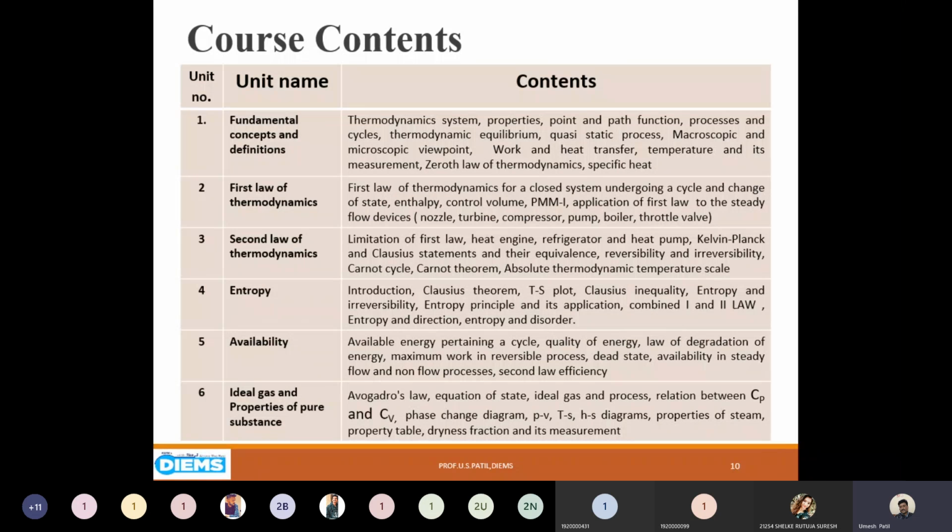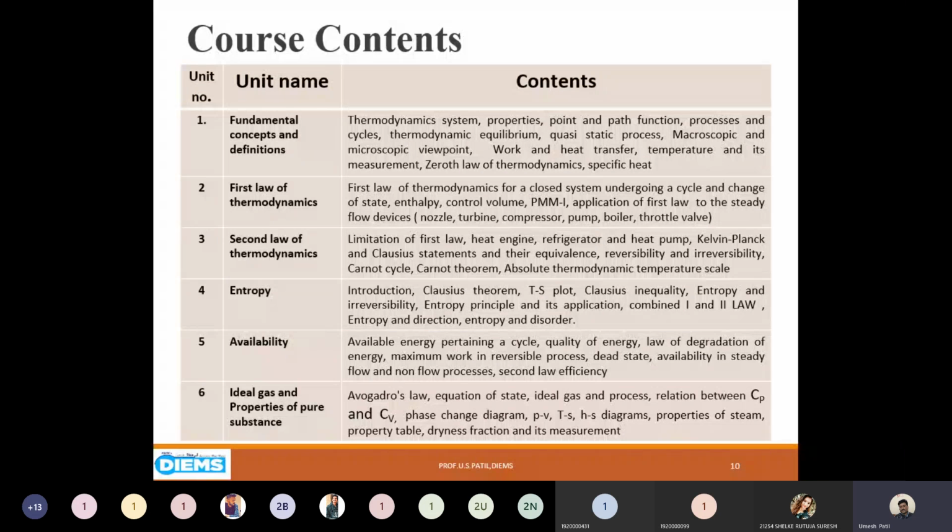These are the content of unit number 1. Unit number 2 is based on the first law of thermodynamics. In thermodynamics we are going to learn two important laws, the first law and the second law of thermodynamics. So there will be a separate unit on each law.